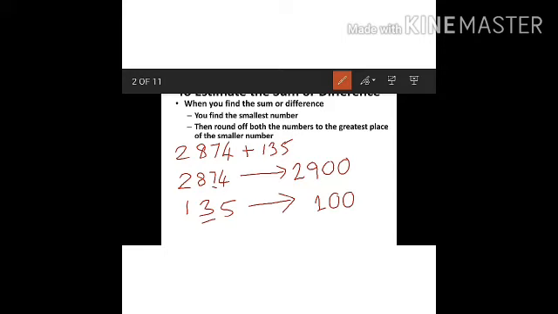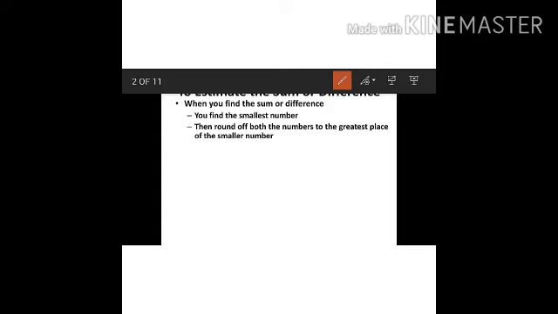So now we can add these two numbers. 0 plus 0, we'll get 0. 0 plus 0, we'll get 0. 9 plus 1, we'll get 10 with a carry 1. So 2 plus 1 is 3. Our estimated value will be 3000.